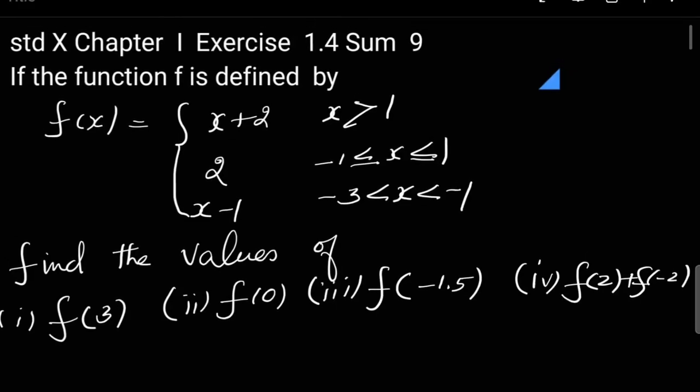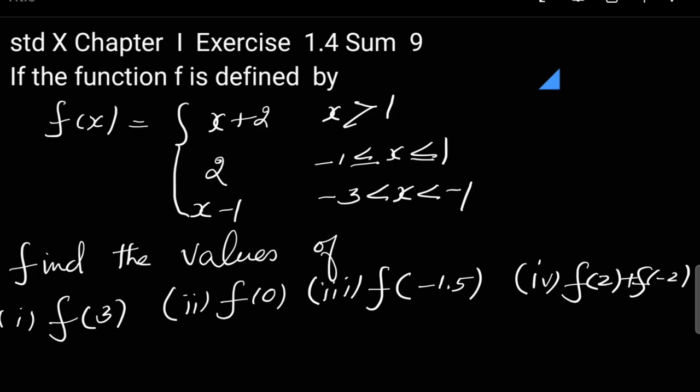See chapter 1, exercise 1.4, sum 9. If the function is defined by f of x equals x plus 2 for x greater than 1, f of x is equal to 2 when x is between minus 1 and 1, and f of x equals x minus 1 where x lies between minus 3 and minus 1, find the values of f of 3, f of 0, f of minus 1.5 and f of 2 plus f of minus 2.